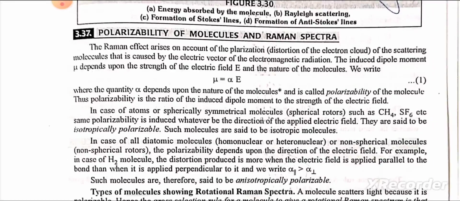Polarizability of molecules and Raman spectra. The Raman effect arises on account of the polarization, distortion of the electron cloud of the scattering molecules, that is caused by the electric vector of the electromagnetic radiation. The induced dipole moment mu depends upon the strength of the electric field E and the nature of the molecule. We write mu equals alpha E, where the quantity alpha depends upon the nature of the molecule and is called the polarizability of the molecule. Thus, polarizability is the ratio of the induced dipole moment to the strength of the electric field.